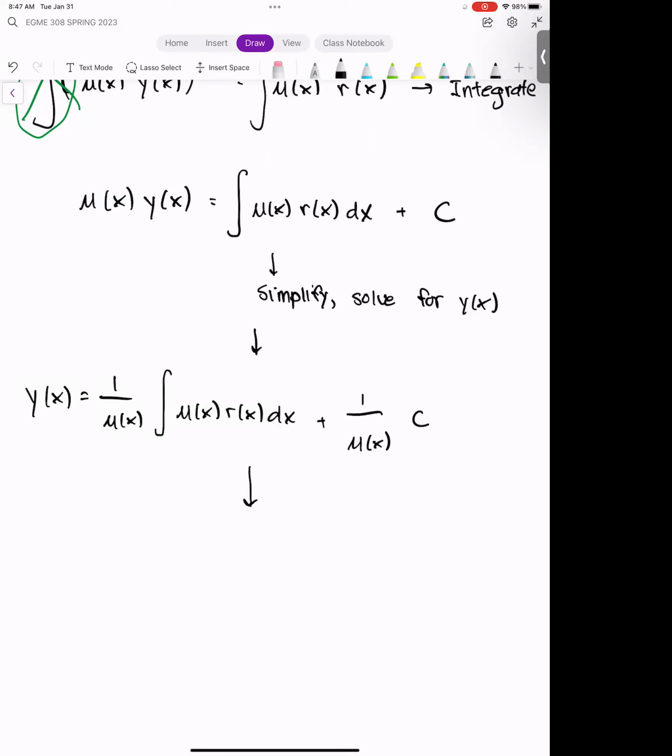I'm going to do one more step here, just so I can highlight a certain feature of the kinds of solutions you usually get here. So I'm going to plug in for mu of x. Remember, our expression for mu of x is e to the integral p of x dx. And so when we take the reciprocal of that, one way we can do that is just turn the exponent into a negative.